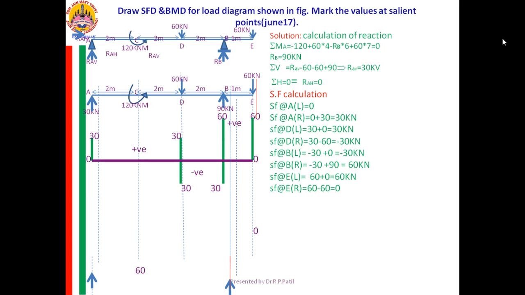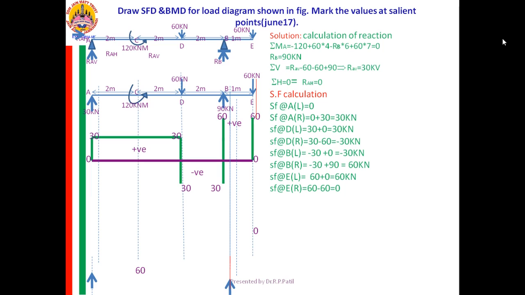For that, from A right I am going to the D left. 30, 30. Those 2 points are to be joined. Before joining I need to go for the loading diagram. If no load is there, SF line will be a parallel line. Means I need to join it by means of a straight line like this.